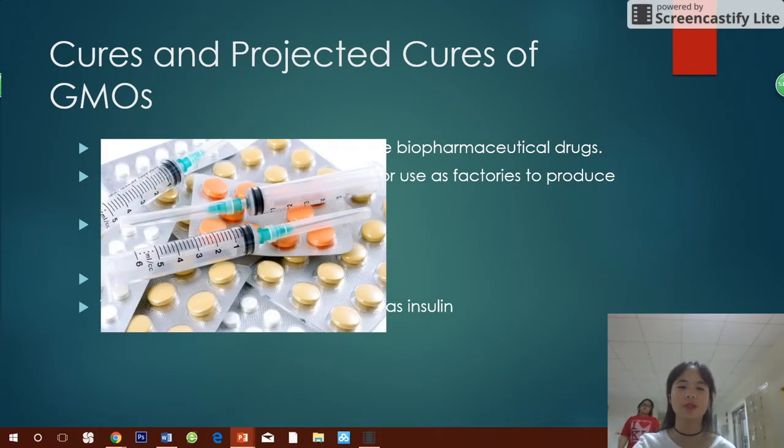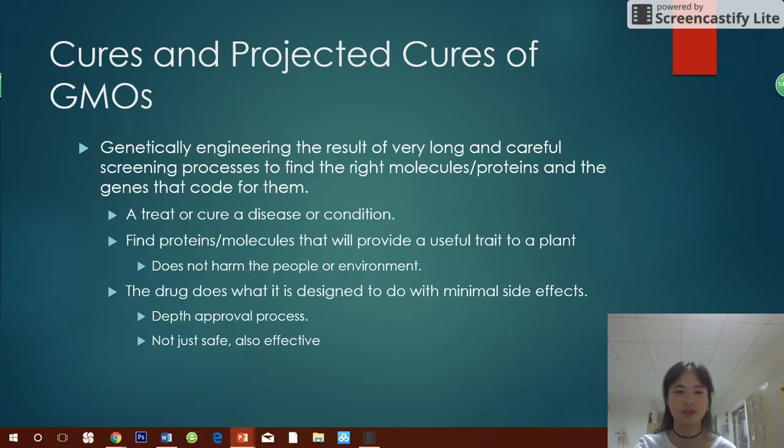And this is a picture of genetically engineered drugs. Genetically engineered drugs and crops do have some commonalities. Both are the result of a really long and careful screening process to find the right molecule or protein and the genes that code for them. For a drug product, the candidates are molecules with the potential to treat or cure a disease or condition.